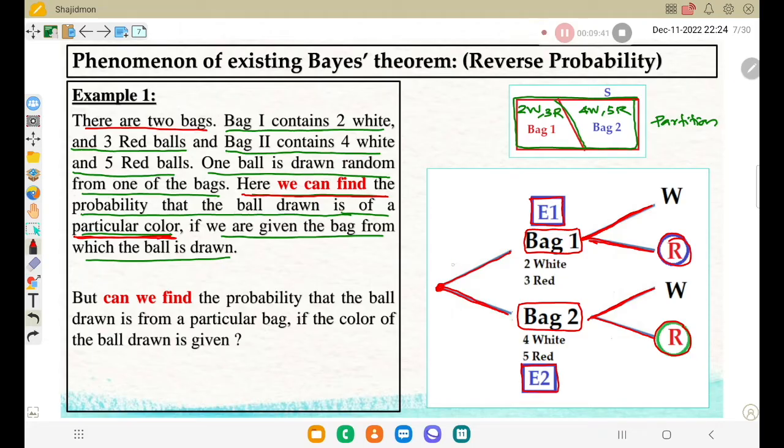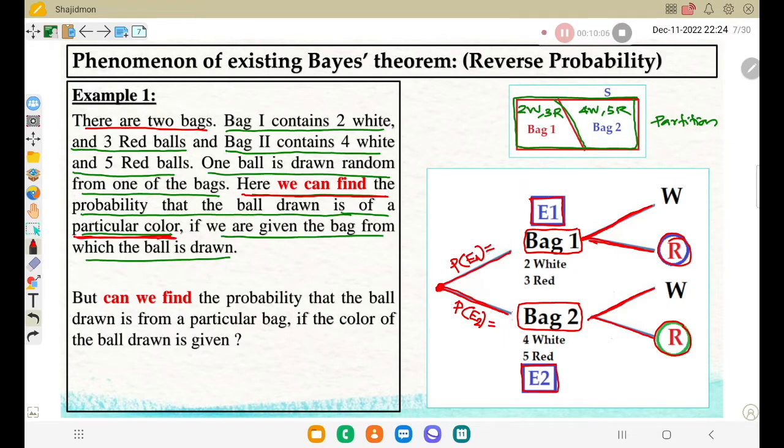For example, here we write the probability of E1, and here we write the probability of E2. Probability of E1 means the probability of selecting bag number 1. Bag number 1 selecting, what is the probability? How many bags do we have? We have 2 bags, correct? Bag number 1 and bag number 2.